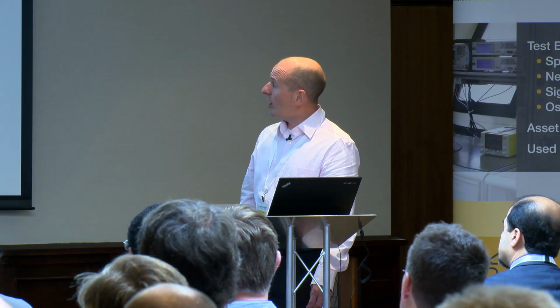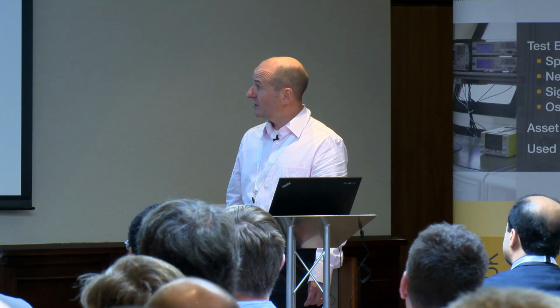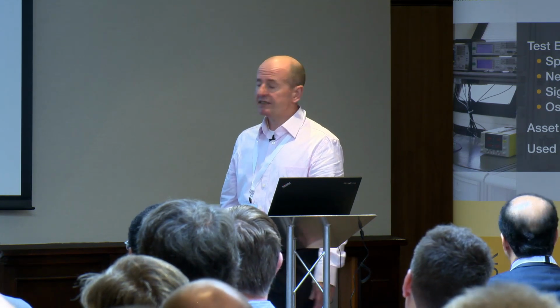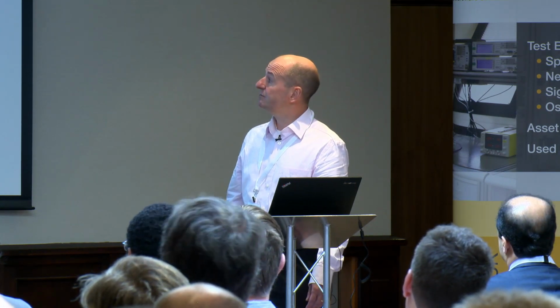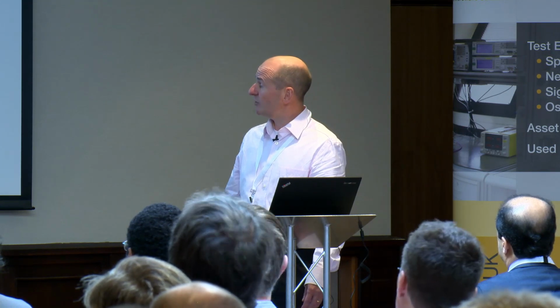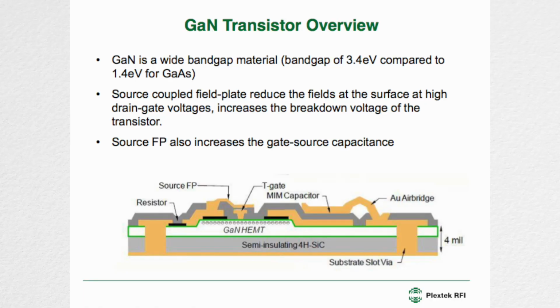Now, at higher frequencies, when people want to operate at higher frequencies, they sometimes dispense with this field plate, because what this field plate does is it increases the gate source capacitance. So if people remove the source coupled field plate, they sometimes include what they call a gate field plate, and they shape this gate here to provide that shielding.